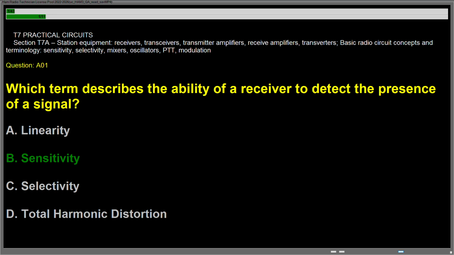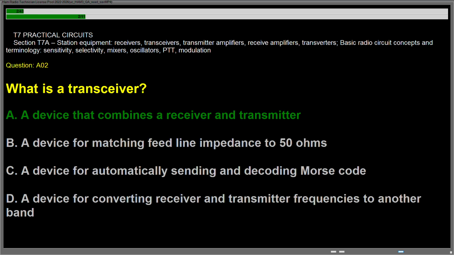Question Alpha 01, which term describes the ability of a receiver to detect the presence of a signal? Answer is B, sensitivity. Question Alpha 02, what is a transceiver? Answer is A, a device that combines a receiver and transmitter.